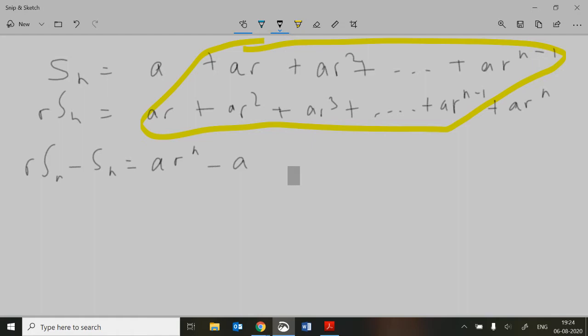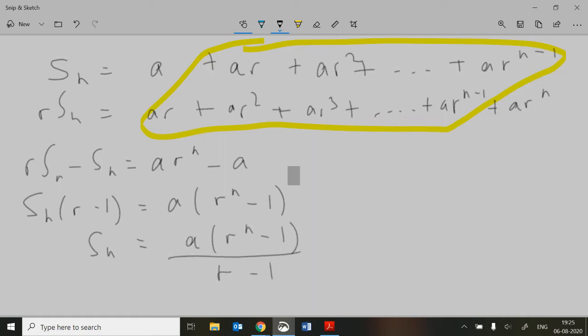So what to do next? Well, you can perhaps think about that yourself. We want to get Sn on its own. So we'll need to factorize it, and let's factorize out that a as well. Just makes it a little neater. We're getting Sn is equal to a lots of r to the n minus 1 over r minus 1.